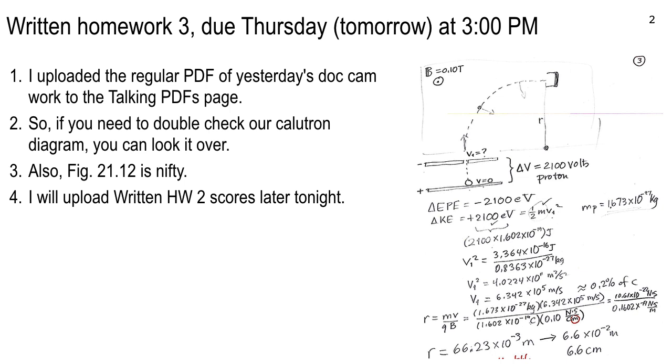So about homework 3, a few things to review. I uploaded the regular PDF of yesterday's DocCam session this morning. So if you need to double check the diagram of the Calutron example, it's right there on the screen, and you get the big version of it in the PDF. Figure 21.12 is also nice, but it's just kind of small. It's nicely done, in the margin of the textbook.